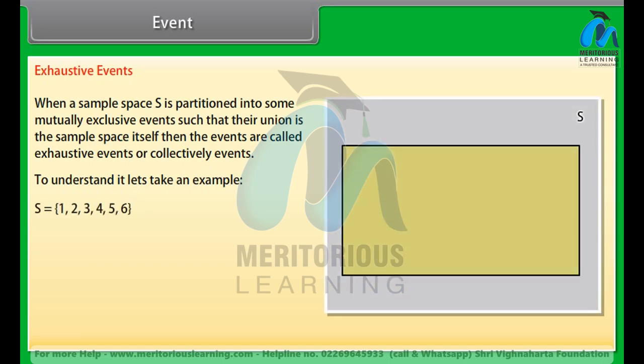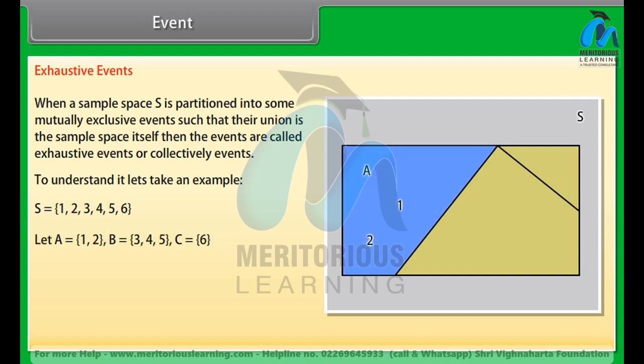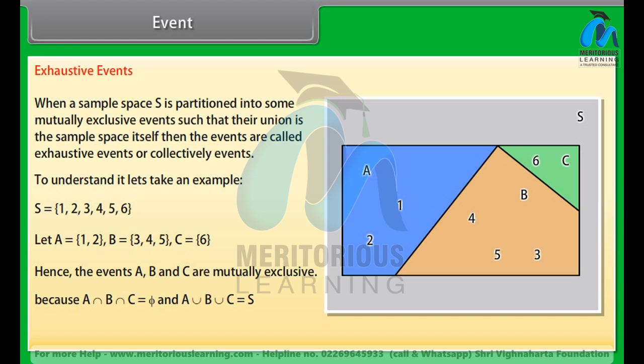S is equal to {1, 2, 3, 4, 5, 6}. Let A is equal to {1, 2}, B is equal to {3, 4, 5}, C is equal to {6}. Hence the events A, B and C are mutually exclusive because A intersection B intersection C is equal to phi, and A union B union C is equal to S. So the events A, B and C are exhaustive events.